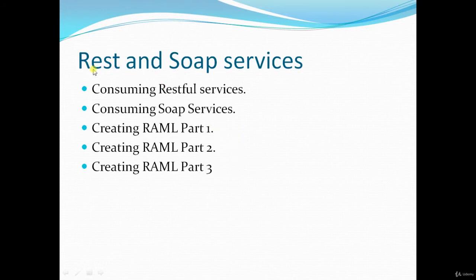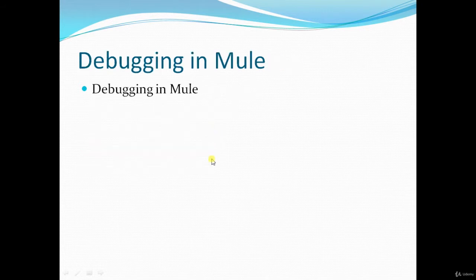Next is REST and SOAP services. The first lesson will be on consuming a RESTful service, then we'll try to consume a SOAP service. Then we'll write RAML. RAML is the RESTful API Modeling Language, which is used in MuleSoft to write RESTful APIs. I divided that into three parts: part one, part two, and part three, with different functionality in different parts.